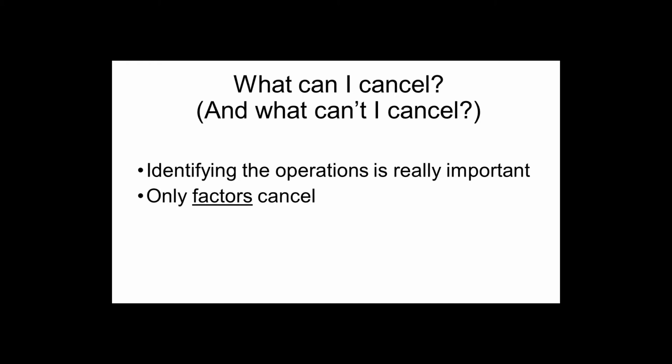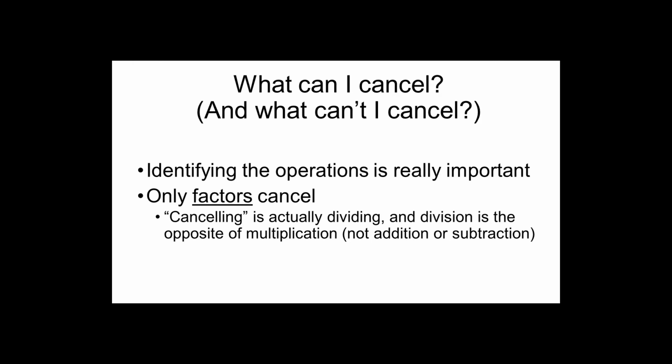The next thing we want to focus on is that only factors cancel. When we're looking at an expression that's added or having various terms, those can't cancel. And so it's only factors, things that we multiply, that are going to cancel. If we think about why this is, it's because canceling, which is kind of an informal term, is actually dividing, and division is the opposite of multiplication, not addition or subtraction. So things that we are multiplying can cancel. Things we are adding or subtracting cannot cancel.